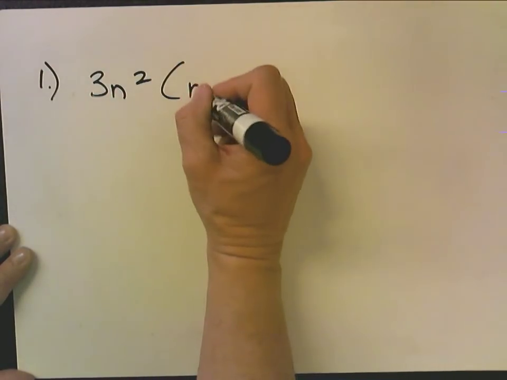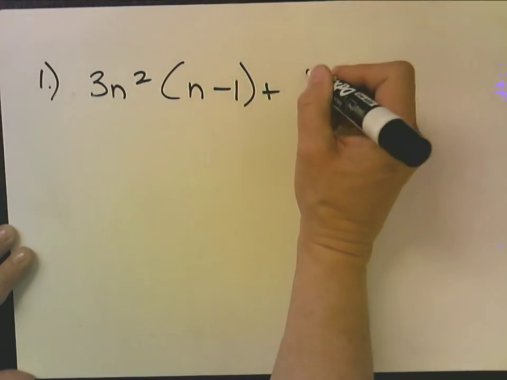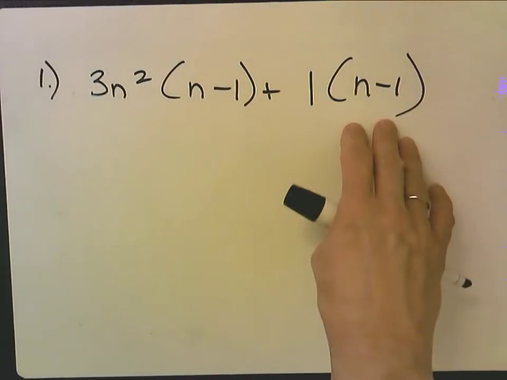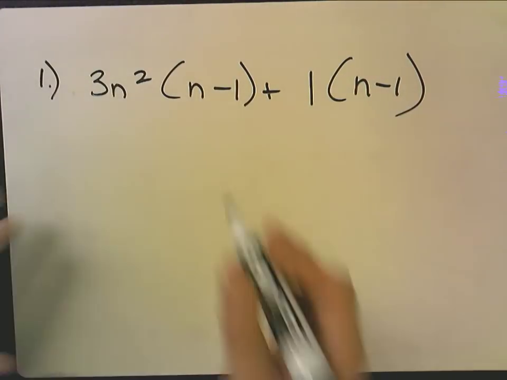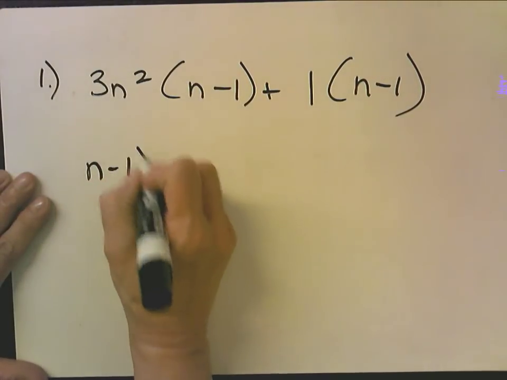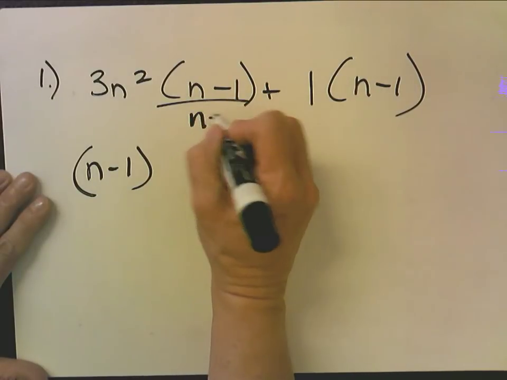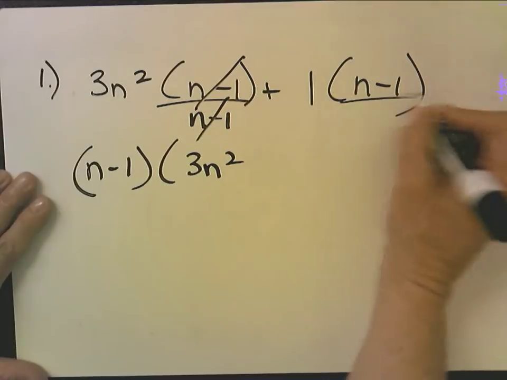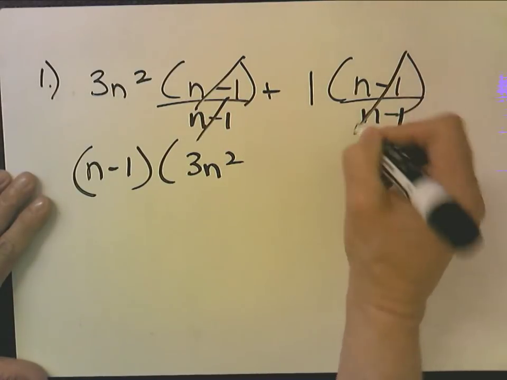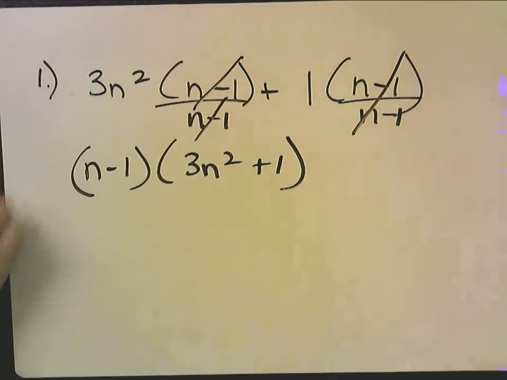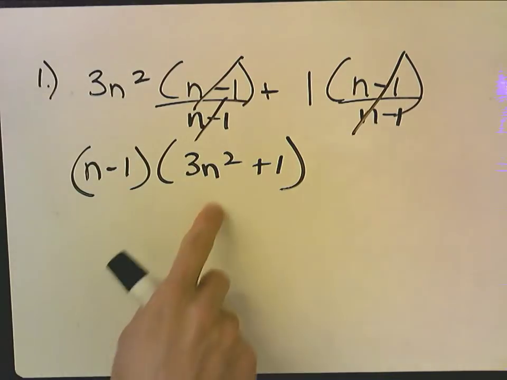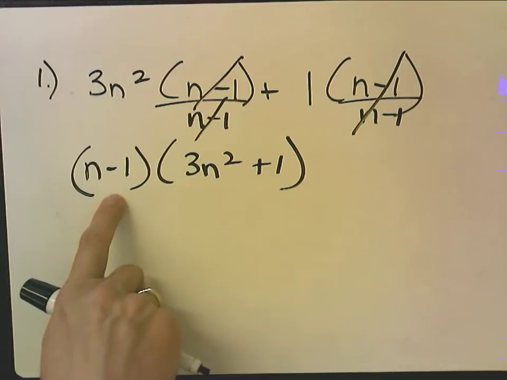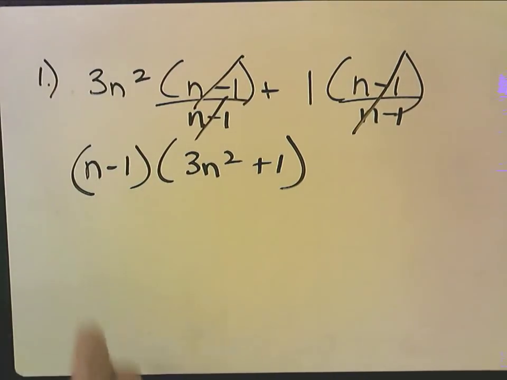3n squared times n minus 1 plus 1 times n minus 1. Well, what does this term and this term have in common? N minus 1. So n minus 1 is grandma. When I divide this side by n minus 1, I'm left with 3n squared. When I divide this side by n minus 1, I'm left with 1. And we see 3n squared plus 1 times n minus 1. So I have factored that.